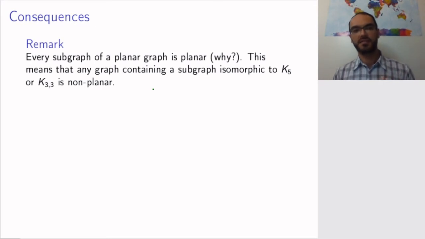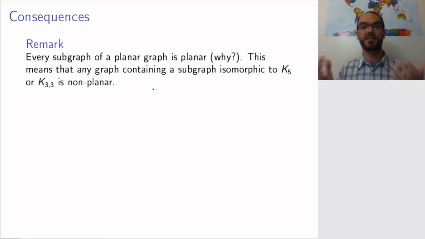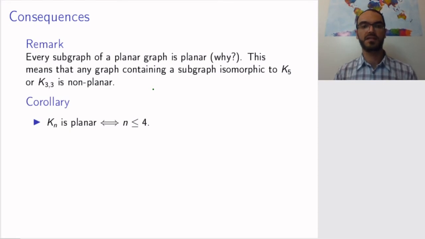So this means that if a graph is planar, it cannot contain any subgraph that looks like K5 or K33 anywhere, because those are not planar, and every subgraph would have to be planar. So any graph containing a subgraph isomorphic to K5 or K33 is non-planar. As a corollary, the complete graphs on n vertices are non-planar for all n greater than or equal to 4. So we've seen that K4 is planar. For the smaller ones, you can draw and check.